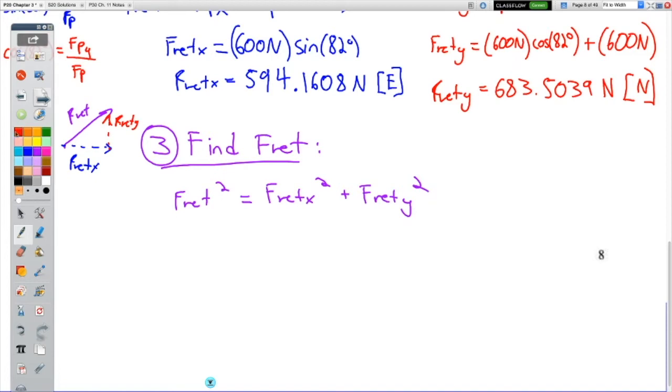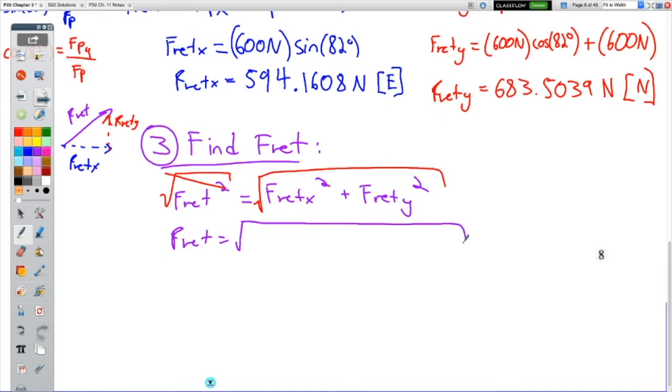Okay, we don't want F net squared, we just want to know what F net is, so let's square root both sides, and F net equals the square root of, I'm just going to go ahead and put in F net X. So F net X we have was 594.1608 newtons. Don't forget to square it. Plus F net Y squared, 683.5039 newtons, also squared.